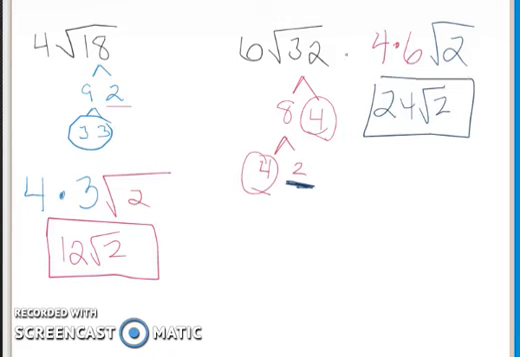Okay? So this is the same as this. It is fully simplified because we did our factor tree and we're pulling out 2 that are the same. Whatever we can't pull out, we leave in the radical.